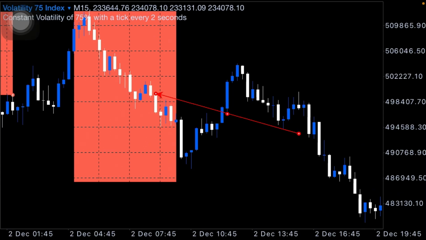So this is the order block, the one here, this blue one here.